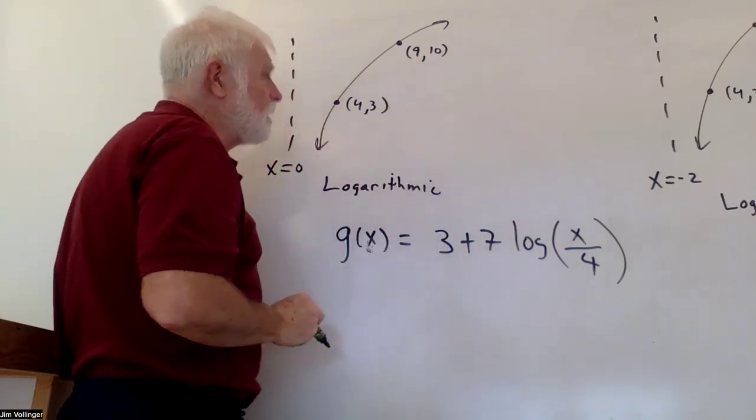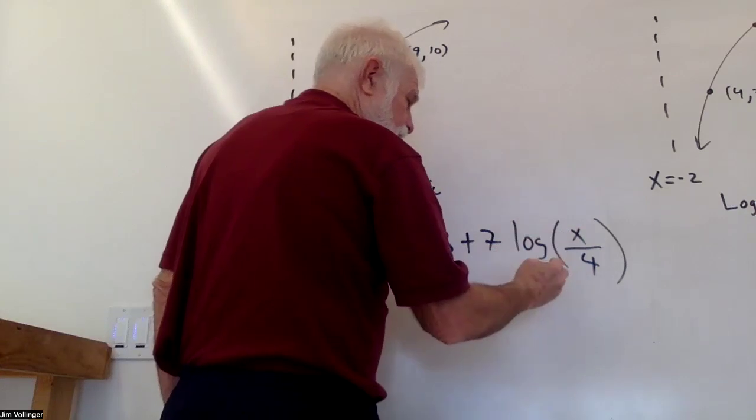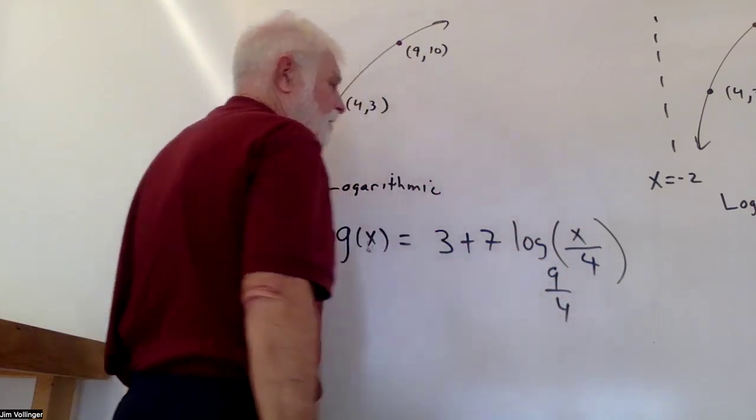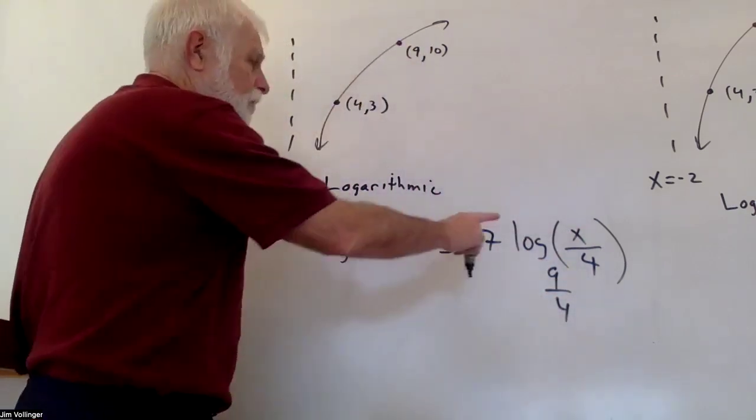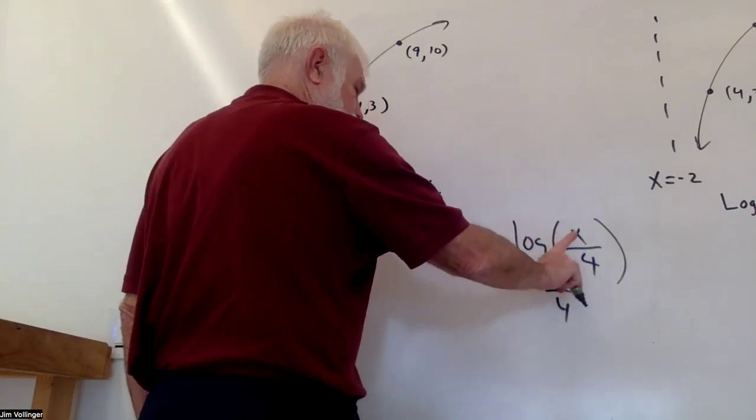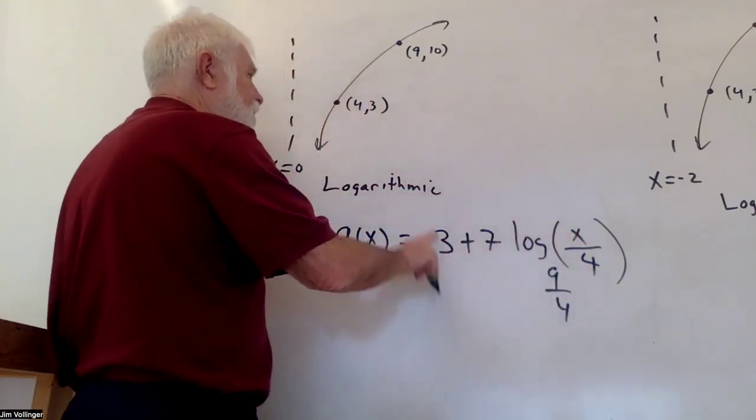And I want to get a 9 in there, so 9/4 is the base of that, so that when I drop a 9/4 in, I get value 1 times 7 is 7 plus 3 is 10.